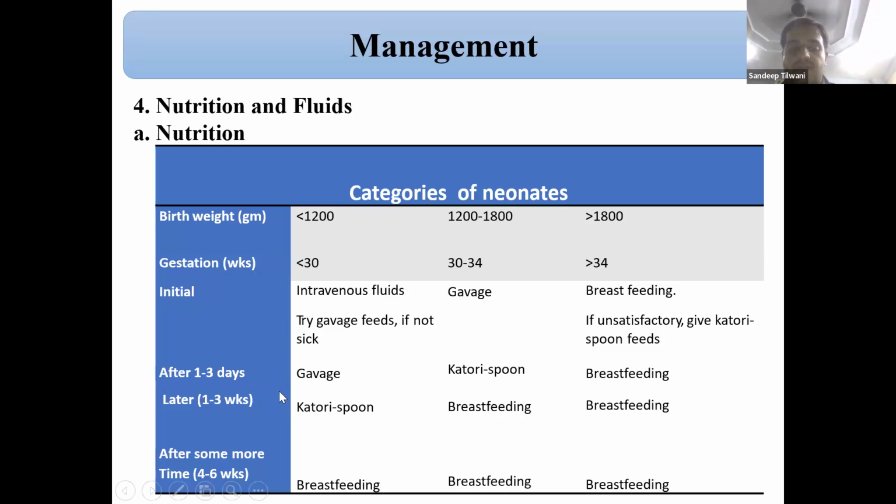Eventually you shift them to gavage feed, and then by 1 to 3 weeks, once the baby is mature enough and once the baby is out of other problems, you shift them to katori spoon feeds, and then finally to breastfeeding after 4 to 6 weeks.